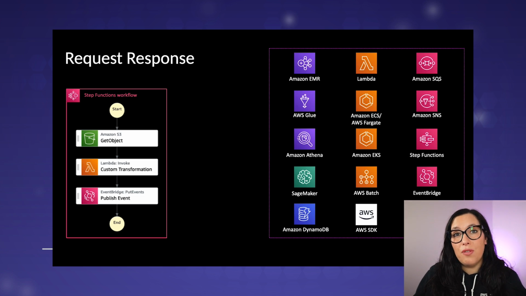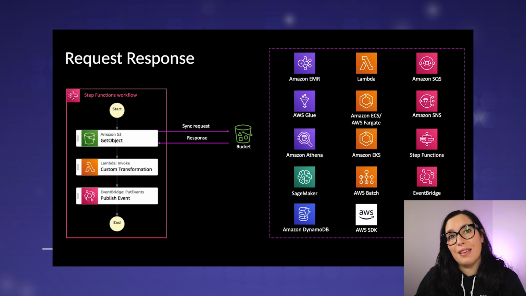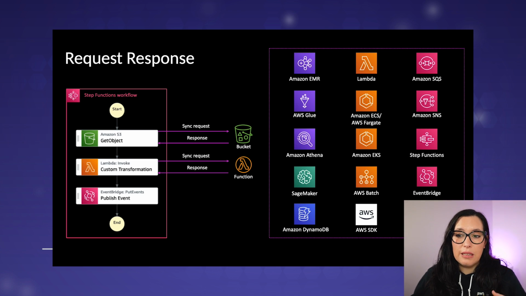When this happens, Step Functions will call the API, wait for that HTTP response, and then progress to the next step. In this diagram, you can see a workflow where we are calling S3, and this is a synchronous request. Basically, when S3 responds with the object, Step Functions will move to the next state in the workflow. The next step is also a synchronous request and is invoking a Lambda function synchronously. This means that Step Functions will wait for that Lambda function to complete and get the response from the function into its output.